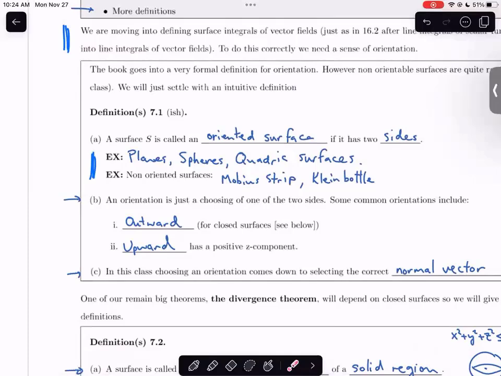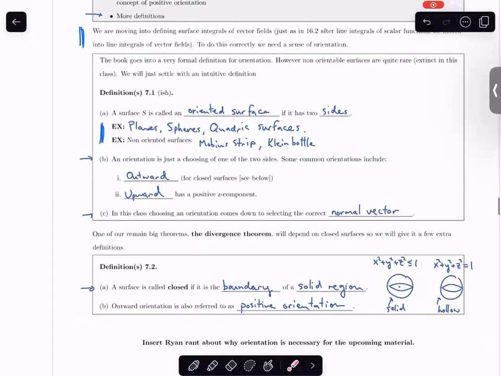Now, luckily in our class, we're going to restrict ourselves to these nice surfaces. But for instance, for Mobius strips and Klein bottles, you can't actually define an inside from an outside, and so these are non-orientable surfaces. However, the majority of the surfaces we've talked about, planes and spheres and quadric surfaces, we can define an inside and an outside, or an upside and a downside. So this will be equivalent to choosing a normal vector. We've already gotten some practice with this in 16.4b, when we had to choose either this plus or minus. So there'll be a lot of choosing plus or minus, which will be equivalent to choosing an orientation for the surface.